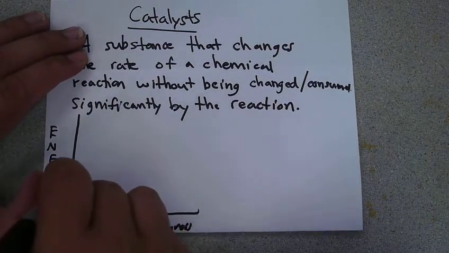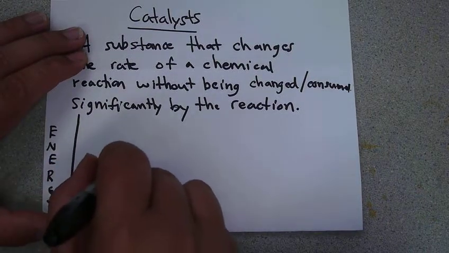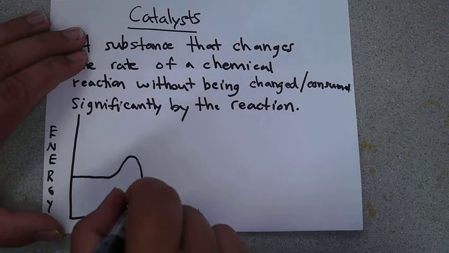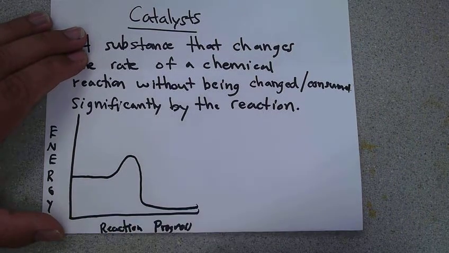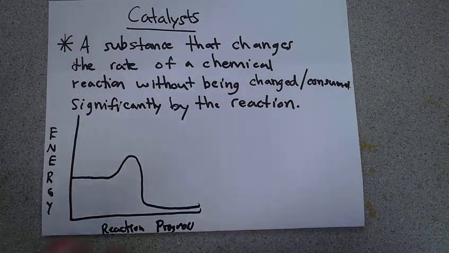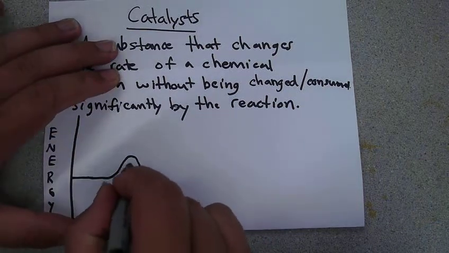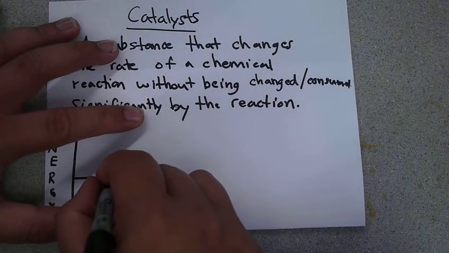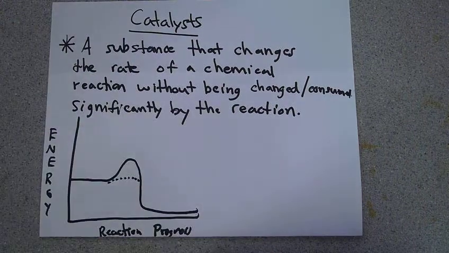So here we have the reactants, just being reactants, and all of a sudden someone puts some energy in, and then the products are formed. That's what the reaction progress diagram would normally look like if there was no catalyst present. If a catalyst is present, remember that this space right here is the activation energy. It would change the activation energy of the reaction. It would require less energy for the reaction to happen.